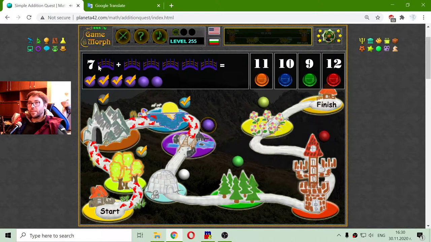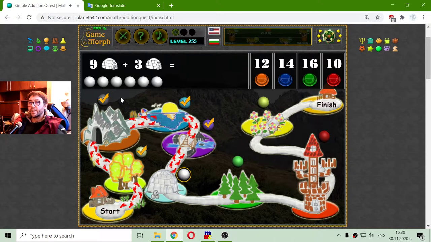Now I have 7 bridges plus, well, let's count, 7, 8, 9, 10, 11, 12. These are 12 bridges. And again, 5 plus 1, 2, 3, 4, 5, 6. This is again 11 bridges. And I'm moving to the Eskimo houses. These are 9 houses plus 3 houses.